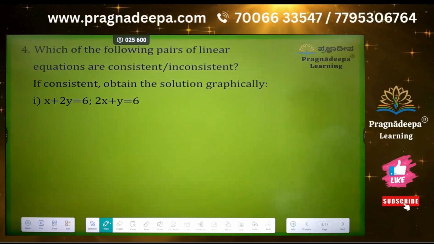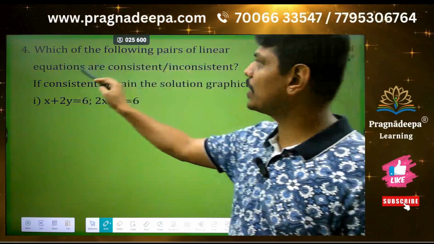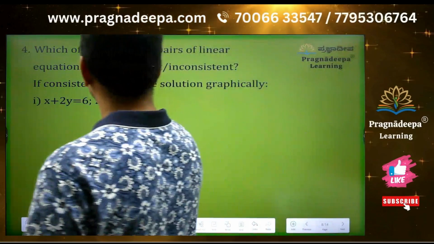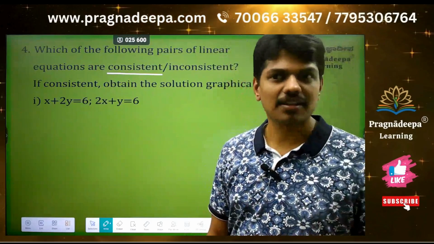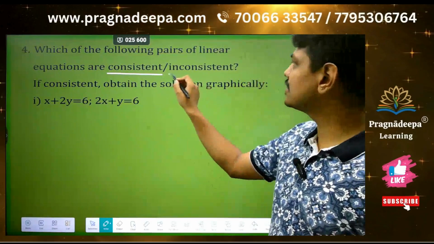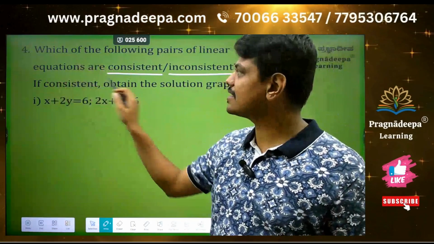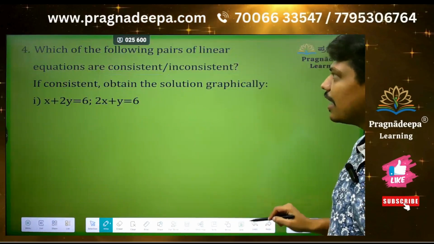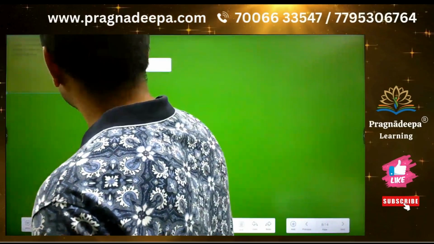The next is the fourth question in your worksheet, which asks which of the following pairs of linear equations are consistent or inconsistent. What is the meaning of consistent? It has a solution. What type of solution? Either a unique solution or many solutions. Inconsistent means no solution. If it is consistent, obtain the solution graphically. So now did you understand why I told you to bring graph sheet?